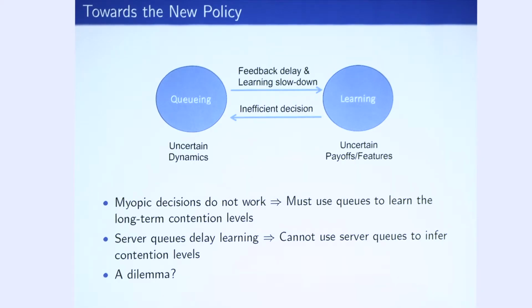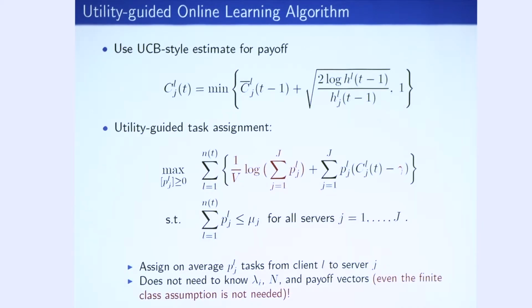So this seems to be kind of a dilemma, right? On the one hand, we want to use queue backlog to learn the contention levels. On the other hand, we cannot really use server queues because that will cause a delay in the learning. So how do we solve this dilemma? Our idea is actually coming back to this utility maximization framework. In particular, we're going to use a utility function to guide us in learning the contention levels.